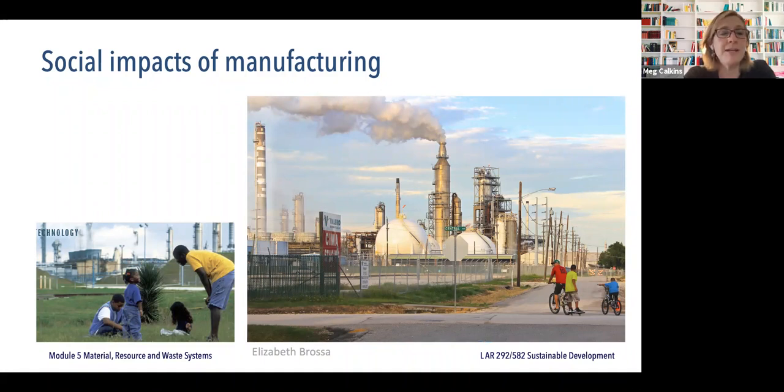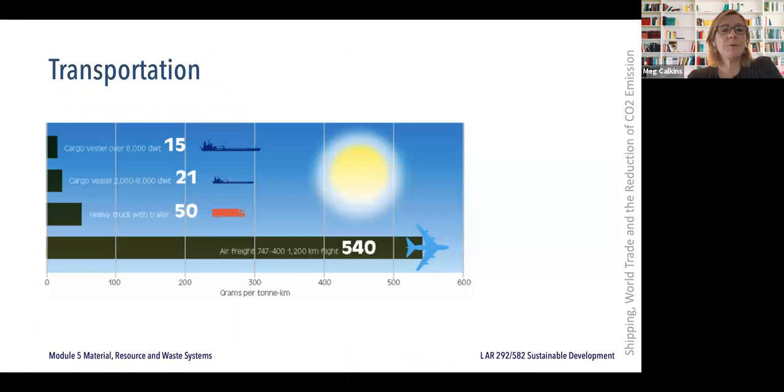These are huge social impacts, but the people who live in these areas may be aware of them, they may not, but they can't afford to move. So manufacturing has impacts like this all over the country, but this is just one example.